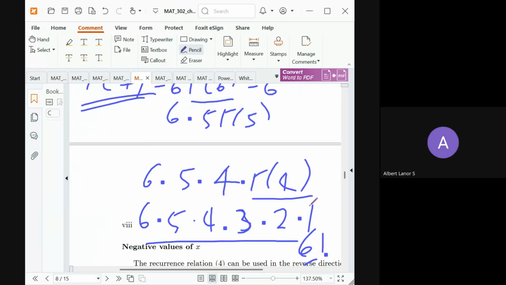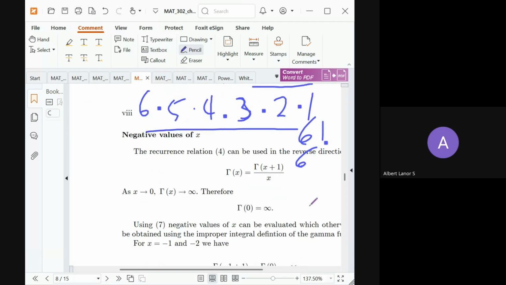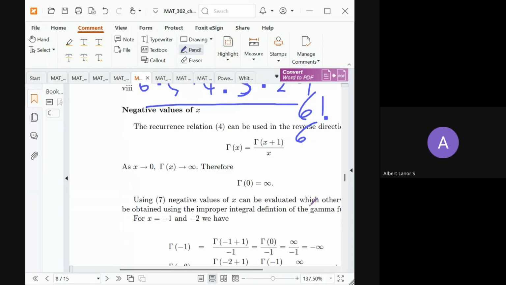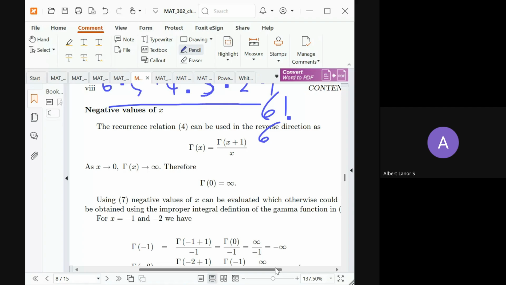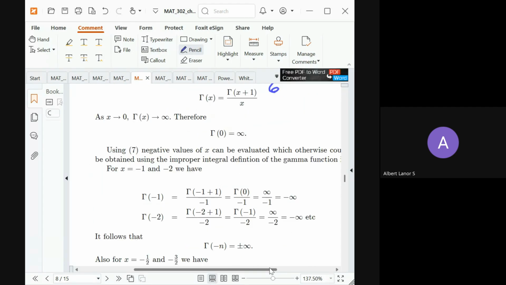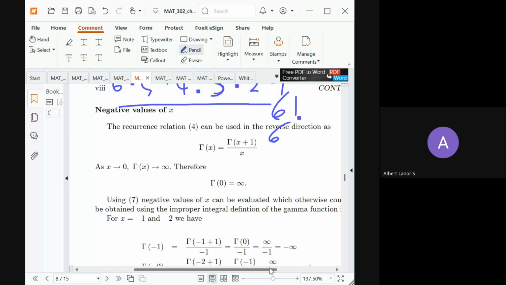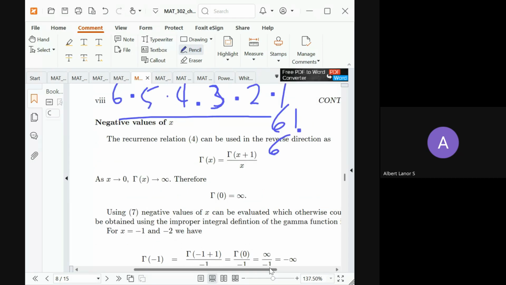But let me mention that you cannot find the gamma value, the gamma function, for the negatives. So that's what we are going to do next. The next one is the recurrence relations for negative values of x. So when x is negative, what do you do?